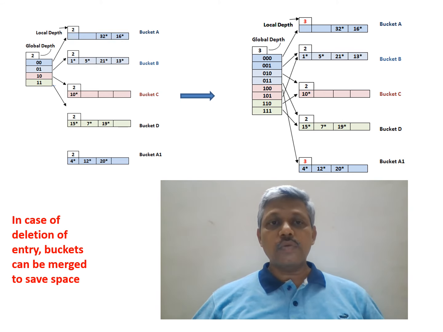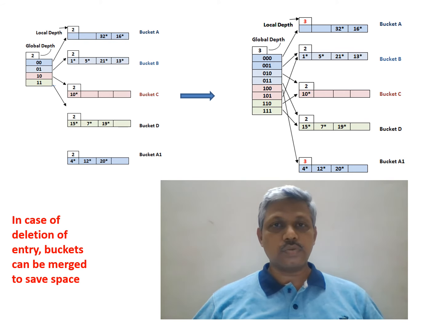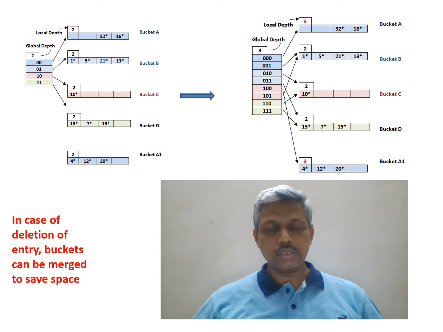And again, how do we redistribute the values? Because 4, 12 and 32, 20, 16 are the previous values. If you consider the last two digits, 0, 0 are the values. But now since we need to redistribute, we need to consider 3 digits for each input value. If you take 4, what about the last 3 digits now? It should come as 1, 0, 0. So now 4 has to be redistributed into bucket A1 because it is pointing to 1, 0, 0.